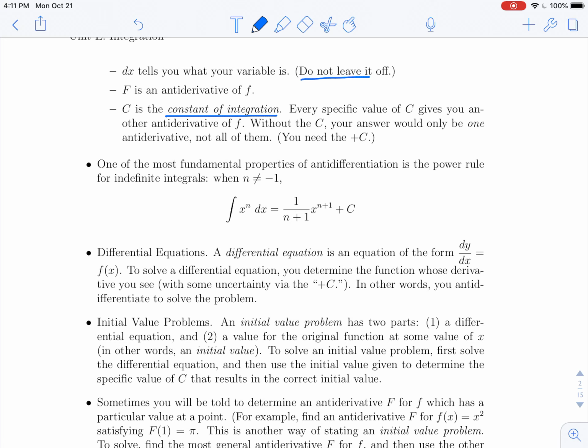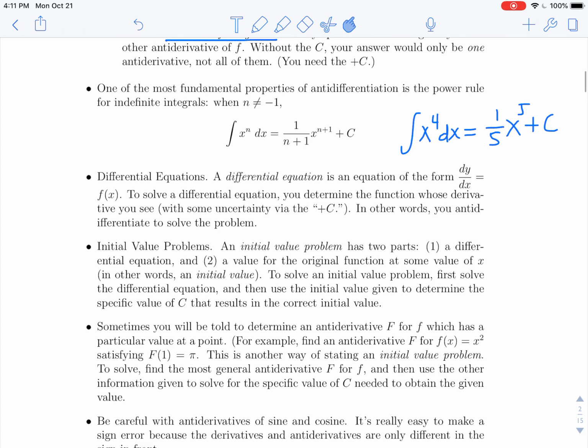One of the most fundamental properties of antidifferentiation is the power rule for indefinite integrals. So when n is not equal to -1, the indefinite integral of x to the n with respect to x is equal to 1 over n plus 1 times x raised to the n plus first power, and then plus c. So for example, the indefinite integral of x to the fourth with respect to x is equal to 1/5 x to the fifth power plus c. And you can check that with differentiation.